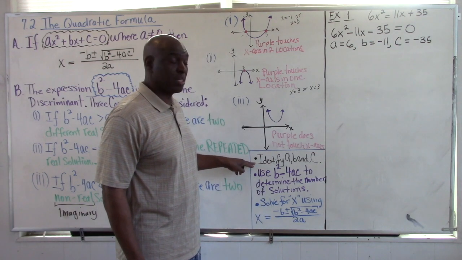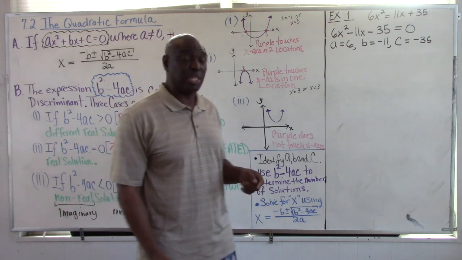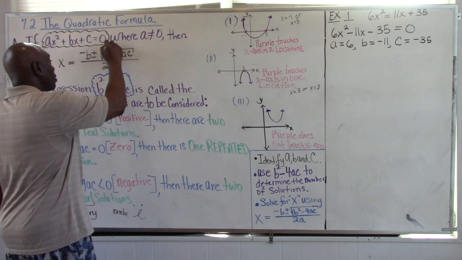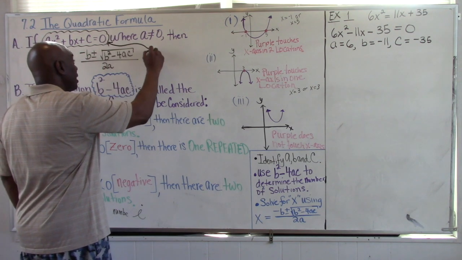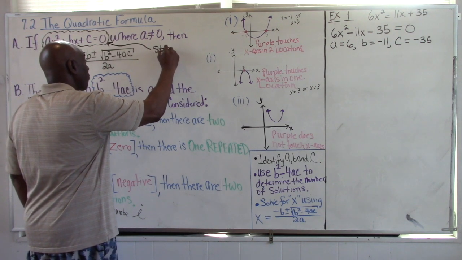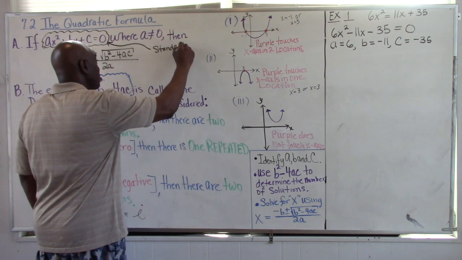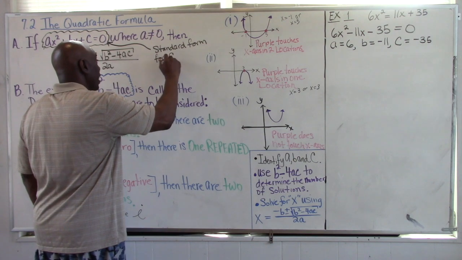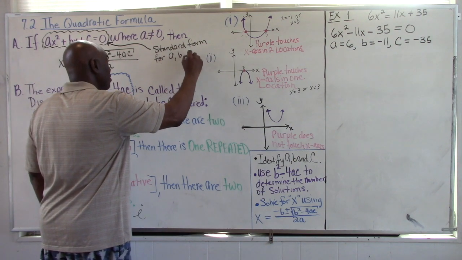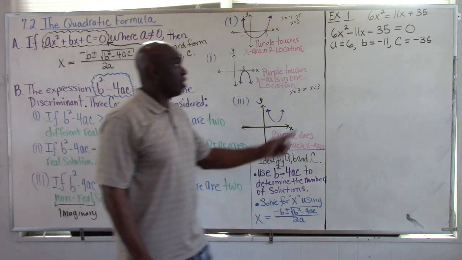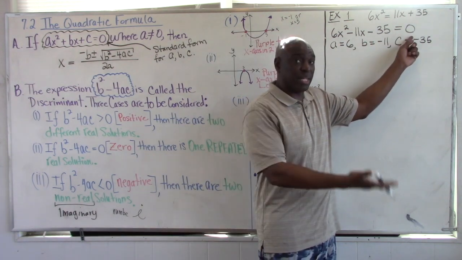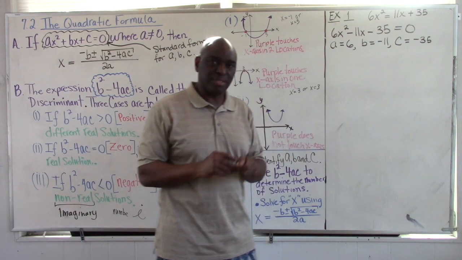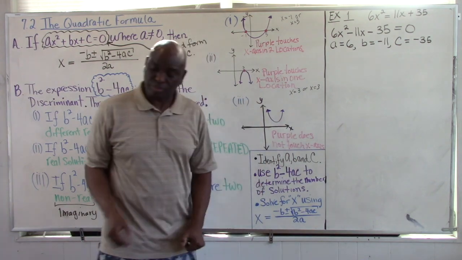Identify ABC. You have to identify ABC when it's in standard form. The equation must be in standard form for A, B, and C. Put it in standard form, 0 on the right side, and then identify ABC. All right, that's done. Let's go to part 2.